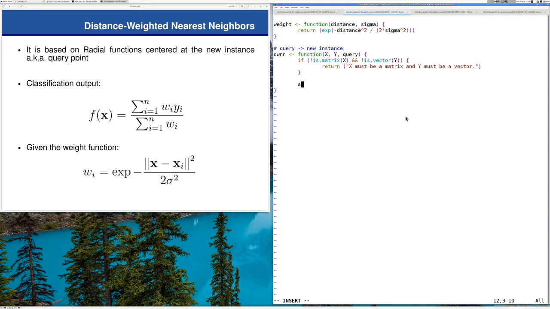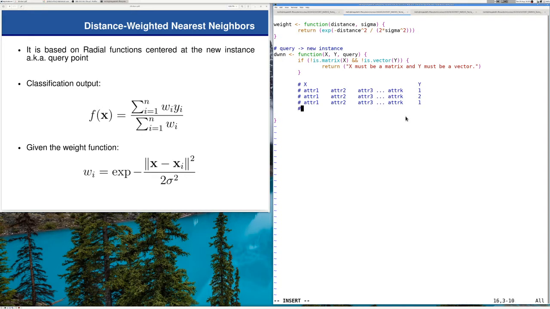What's X like? X is going to be something like this. I will have attribute 1, attribute 2, attribute 3, and so on, up to, let's say, attribute k. What's my y? My y is going to be a vector like this. This belongs to class number 1, and this belongs to class number 2, and this belongs to class number 1 again, and so on.